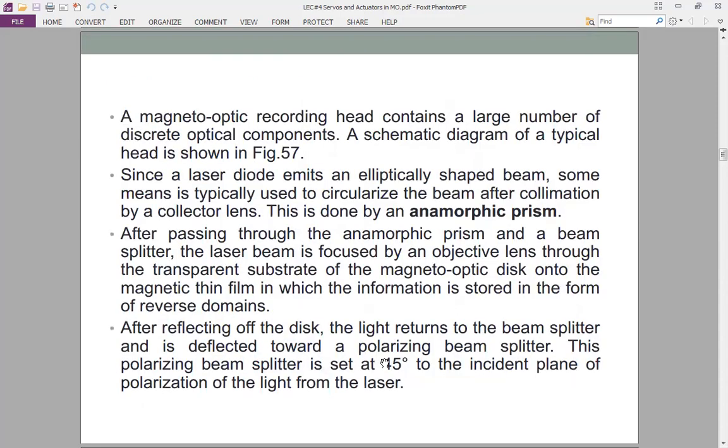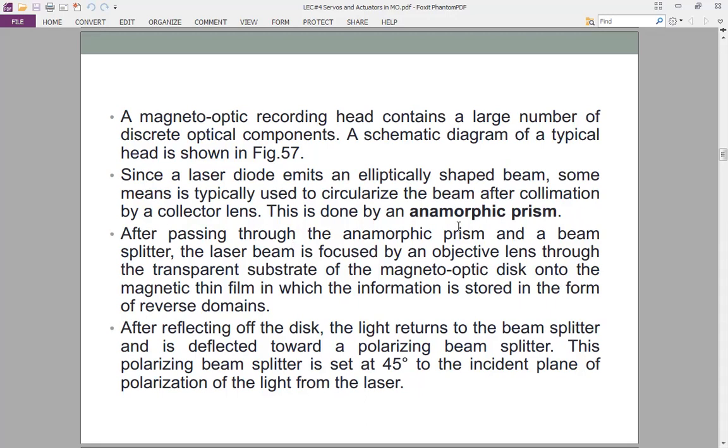So a magneto-optic recording head contains a large number of discrete components. We have already seen those components. Since a laser diode emits an elliptically shaped beam, some means is typically used to circularize the beam after collimation by a collimator lens. This is done by an anamorphic prism, which we know has two prisms which are trapezoidal in shape, and so they also function as beam shapers. They expand the beam and they also shape the beam to have it in circle form.